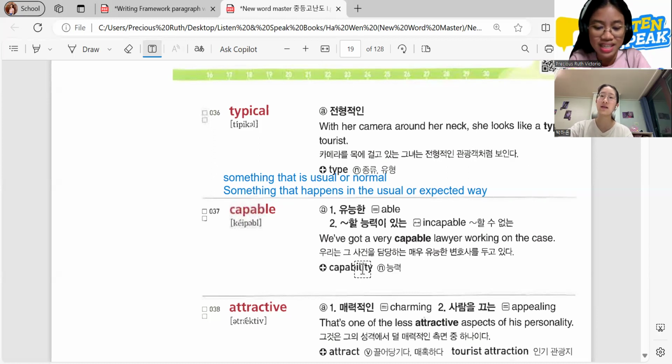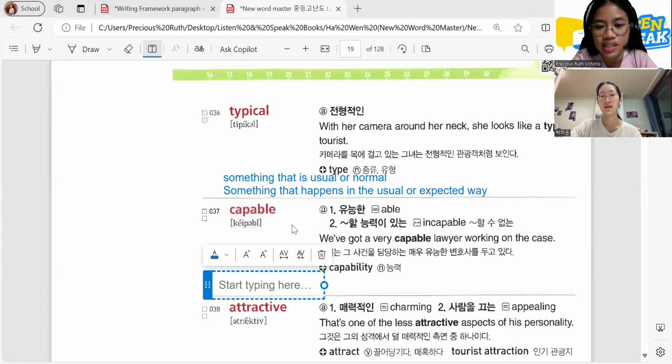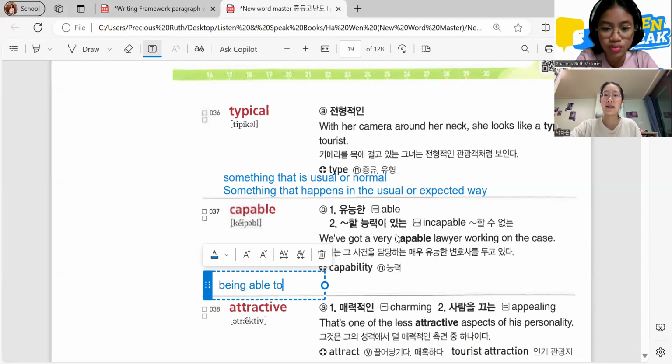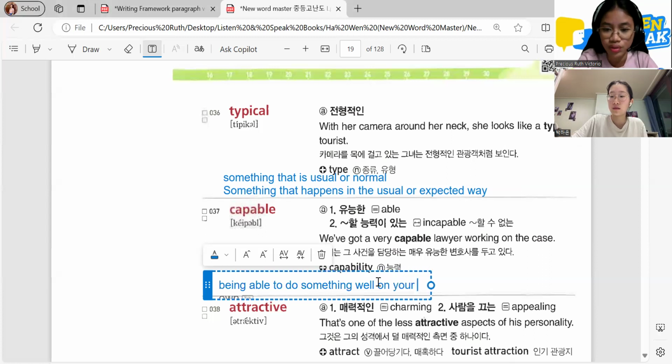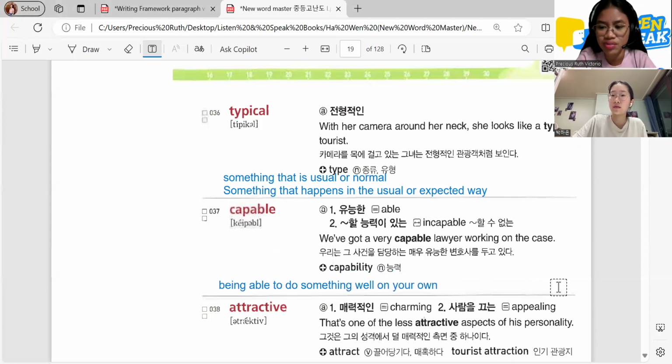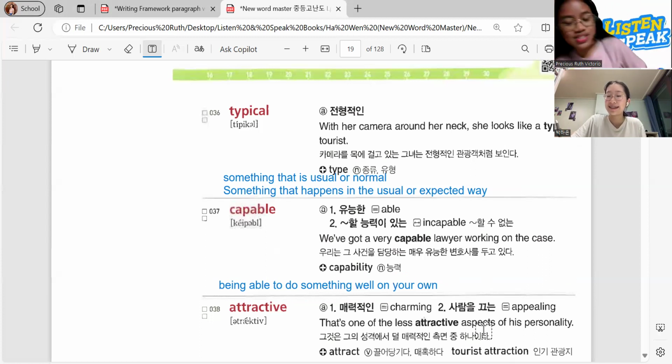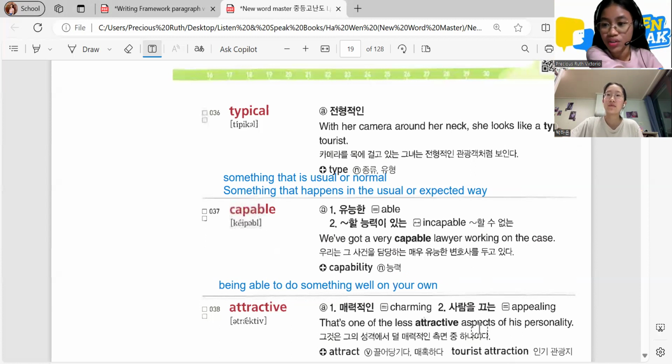Capability. Yeah, capability. Capability is the one you can do. Okay, let's just define capable. Capable is being able to do something well. So when you say capability, these are the things you can do well on your own. Do you get it, am I fast or no? A little fast. Oh, sorry. Okay. So capable is being able to do something well on your own. Capability is the one you can do well in many things.